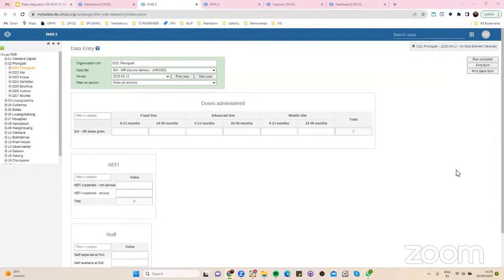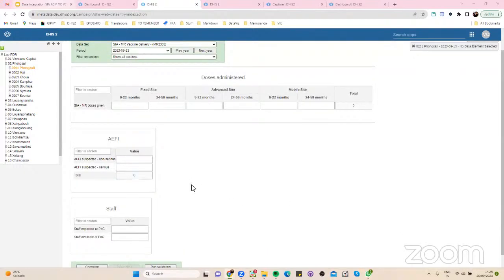So how many doses were given, if there were any AFI. And we have also taken it from our COVID metadata, as we also say in our documentation. Try to recycle as much as possible what you have out there. You don't really need to reinvent the wheel. You have probably already done a bunch of campaigns and you know what kind of information you're normally collecting.